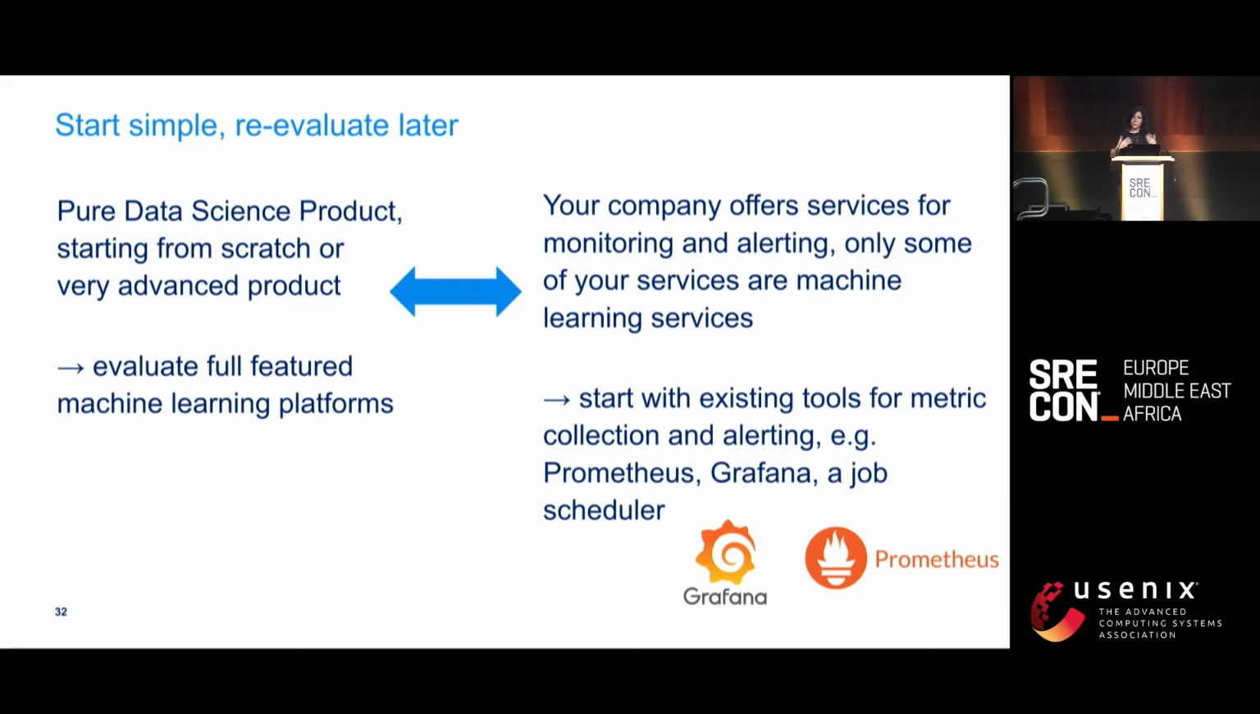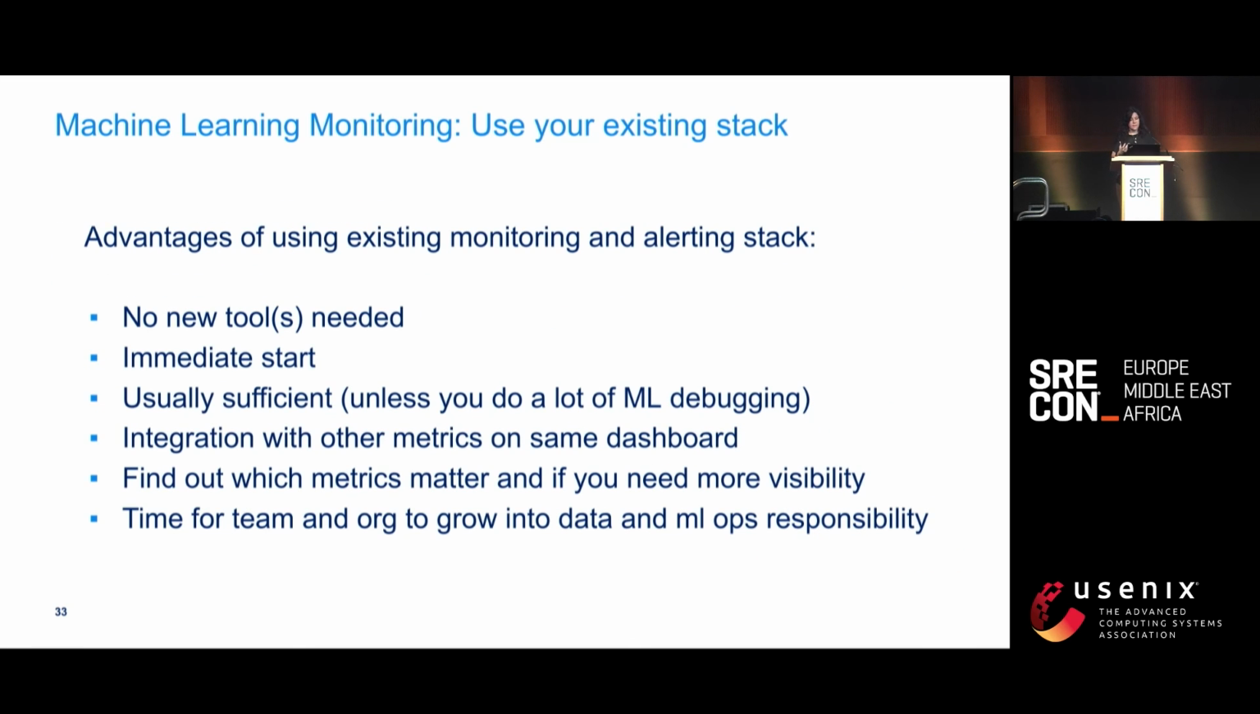So what I recommend instead is you slowly ramp up. If you have a pure data science product and you start from scratch, maybe you can look into a full-featured solution. But typically what we have is an existing company that already has monitoring and an alerting solution in place. So I recommend that you start with your existing tools for monitoring and alerting, like Prometheus, Grafana, that type of tooling. That has the advantage that you can start immediately. It's often sufficient. You start with output-oriented alerting. And later, when you find that you do a lot of ML-related debugging and you graduate, then the org is ready and you know what you need to buy a full-featured solution. And you can grow into it slowly.